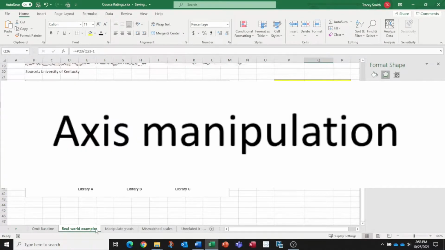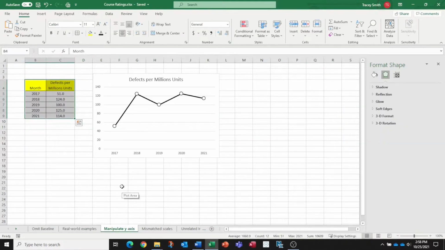So let's take a look at another example. So this will be slightly different. And this is about manipulating the axis, the y-axis. So we've got information on the number of defects per million units that are being produced in a manufacturing location. Every year from 2017 to 2021, we've got this number of defects for every 1 million units that come off the production line.